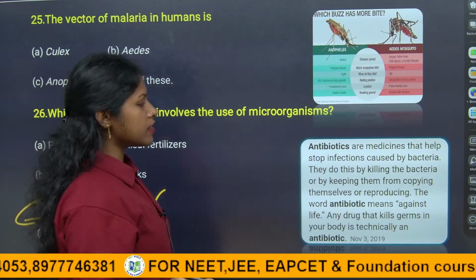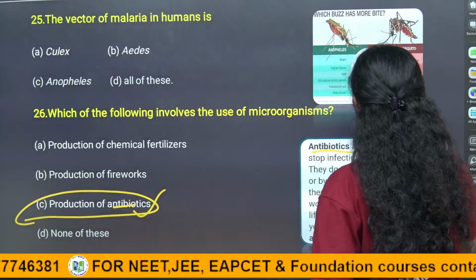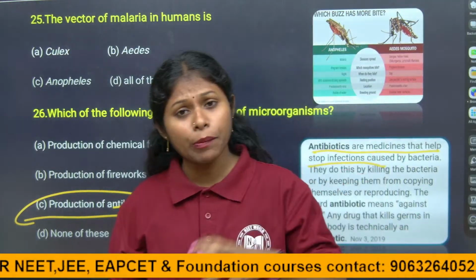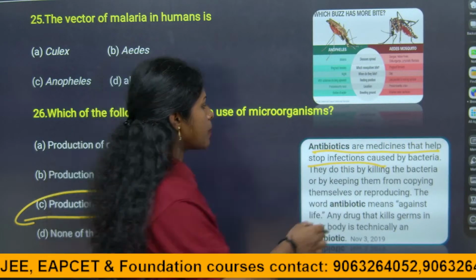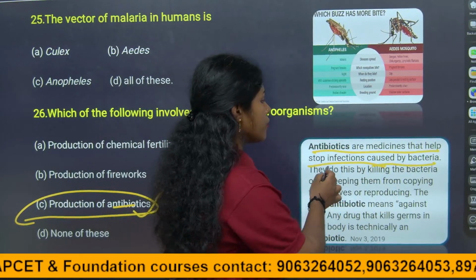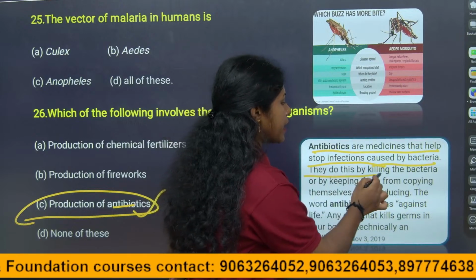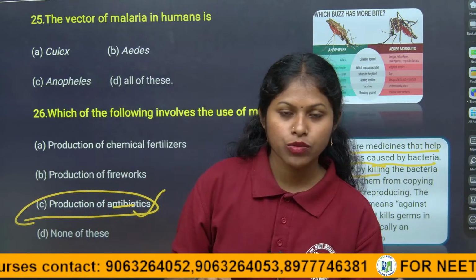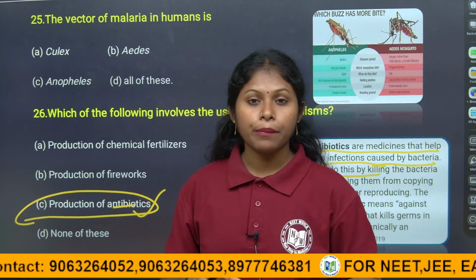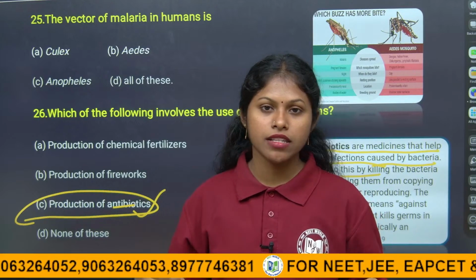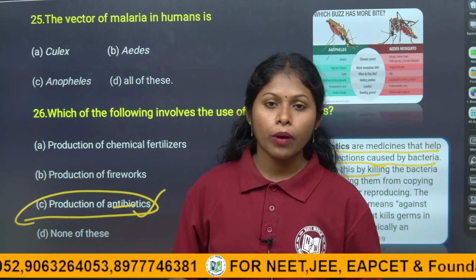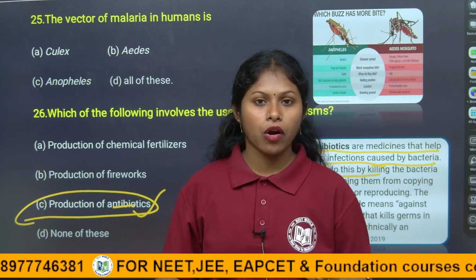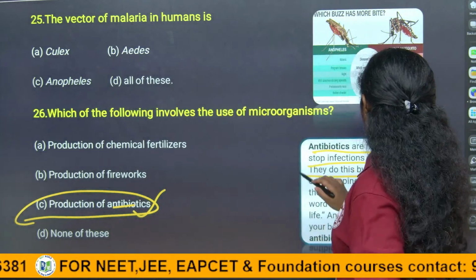What are antibiotics, children? Antibiotics are the medicines that help to prevent the bacterial infections of our body, infections caused by bacteria. They do this by killing bacteria or keeping them from growing. See, actually what will the antibiotics do? They will mainly prevent bacterial infections, bacterial diseases in humans. So, they are preventing the growth of the bacteria in our body. These are nothing but the antibiotics.